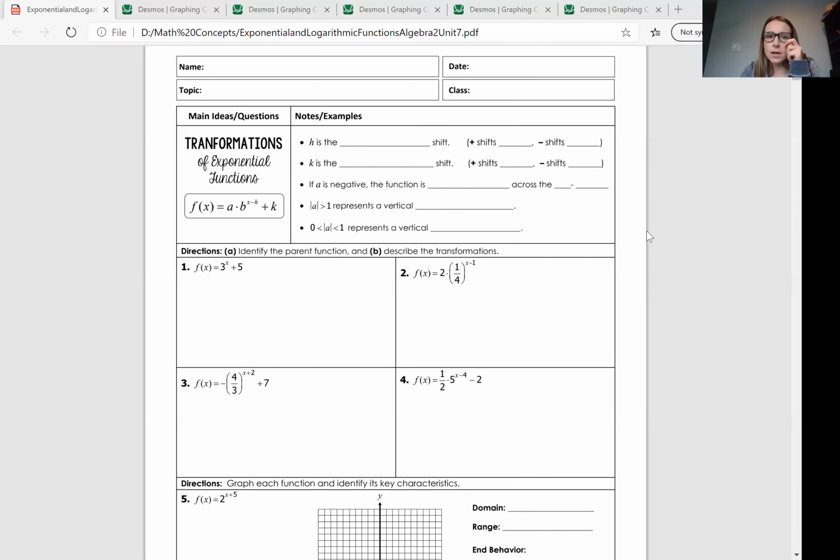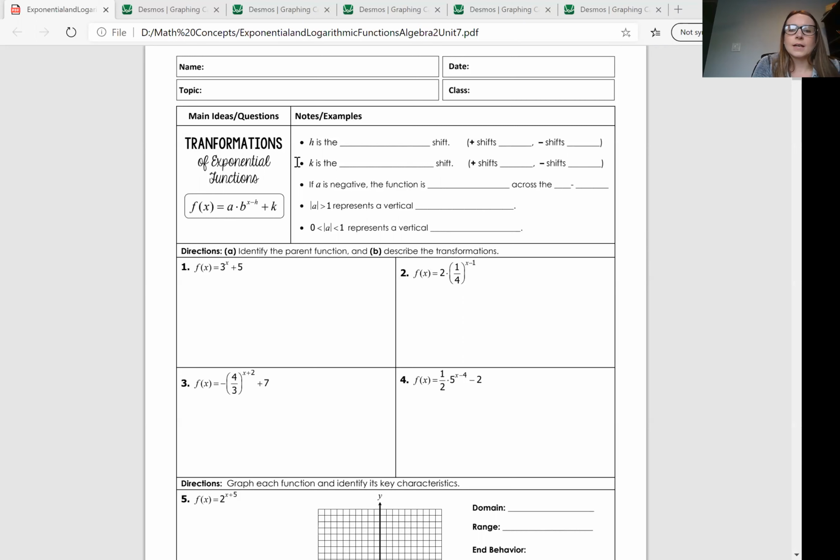All right, so I'm going to start transformations of exponential functions. Now, yesterday we did f of x equals b to the x power. Now we have transformations. So there's an a in front, there's an x minus h in the exponent, and then there's a plus k. So those are all the different things that we have here.